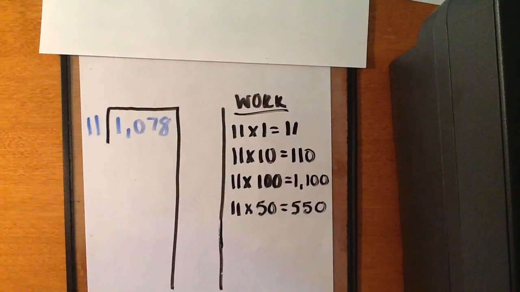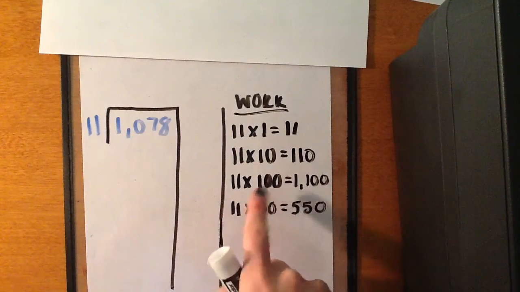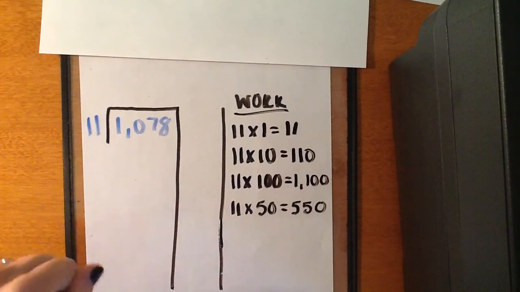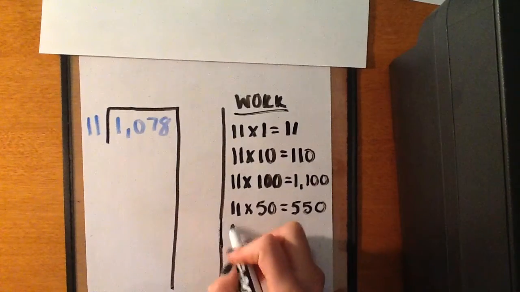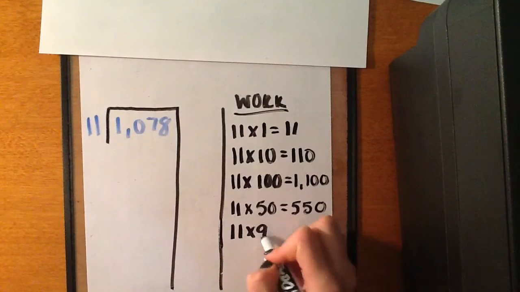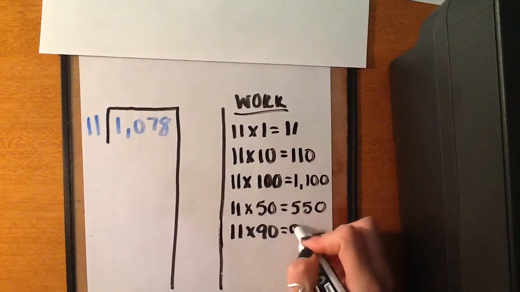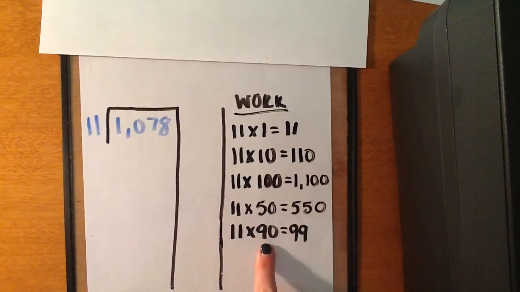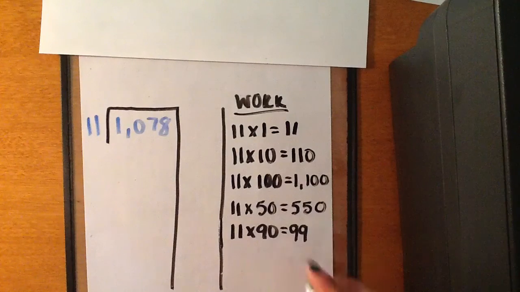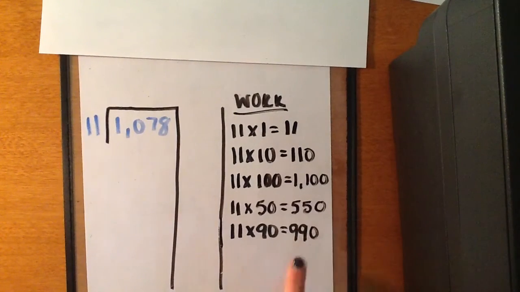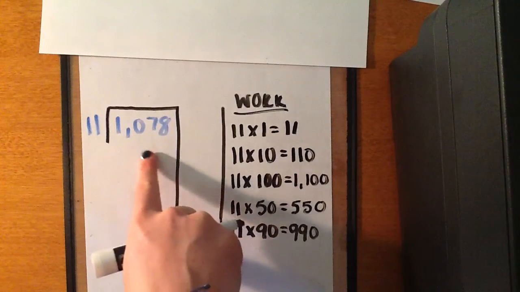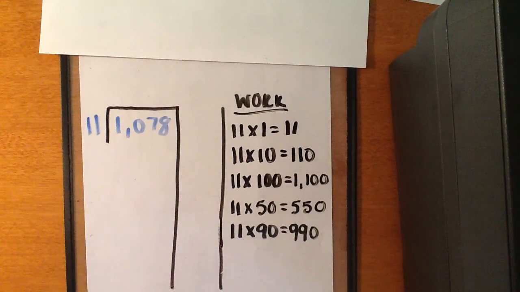So I'm going to think of my 11 facts. I know that 100 is a little bit too big. So what if I just try this? What if I try 11 times 90? Well, let me look at a basic fact. I know 11 times 9 is 99, but I'm multiplying it by a 10, so I have to add my 0. 990. 990 is pretty close to 1,078, so I'm going to use that.